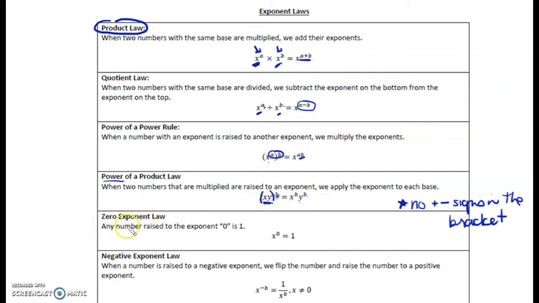Okay, we reviewed this one already. Zero exponent law: any number to the 0 equals 1, except for 0. We don't deal with that in high school.